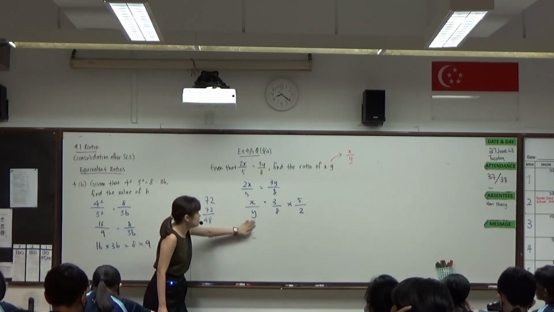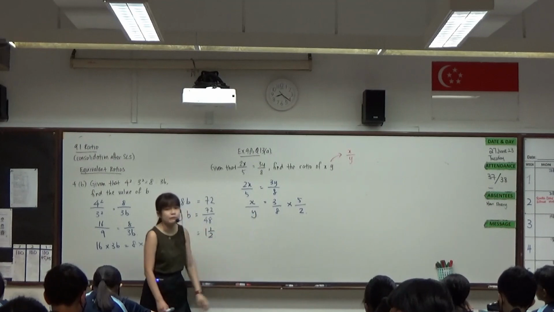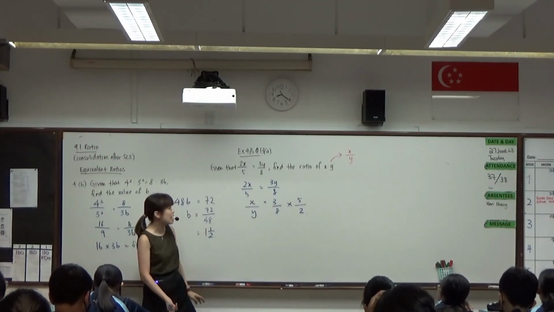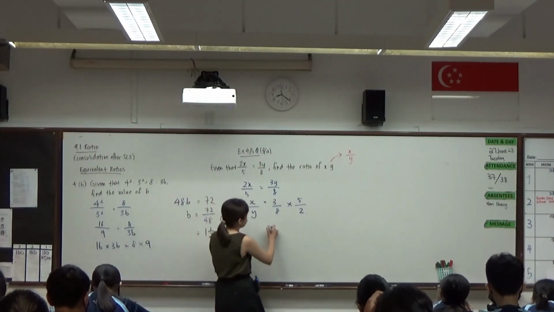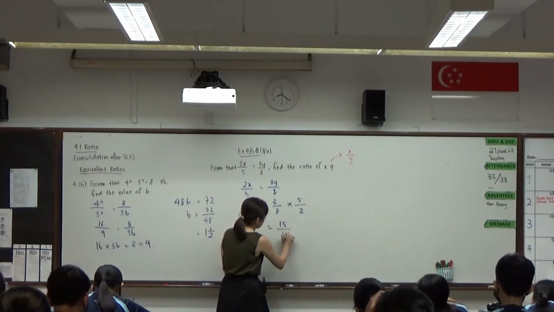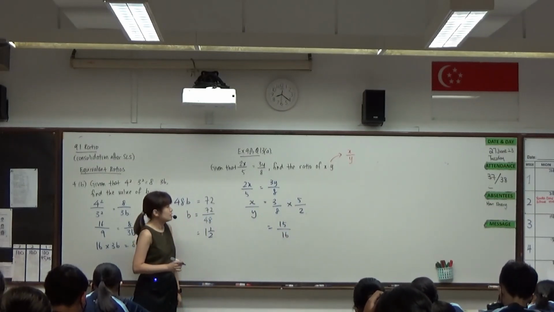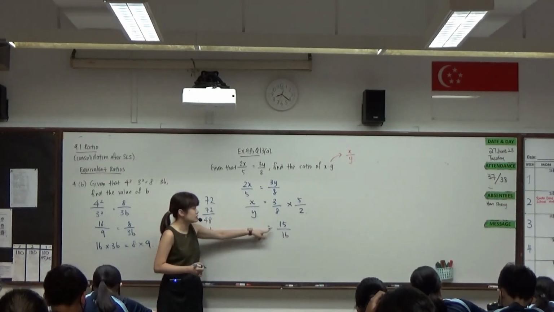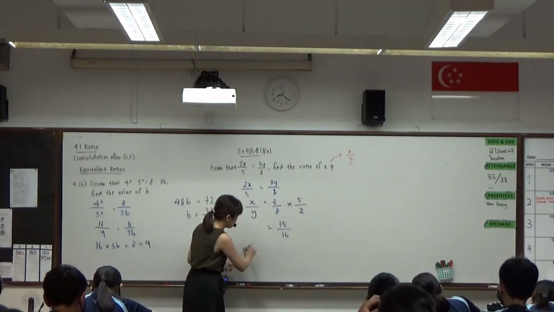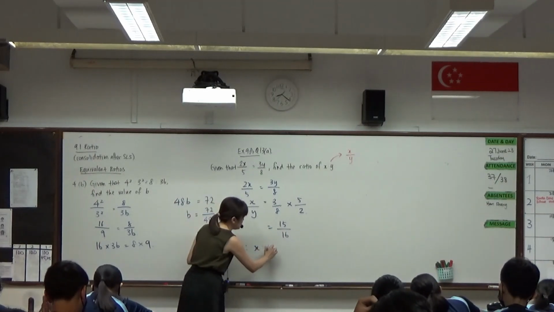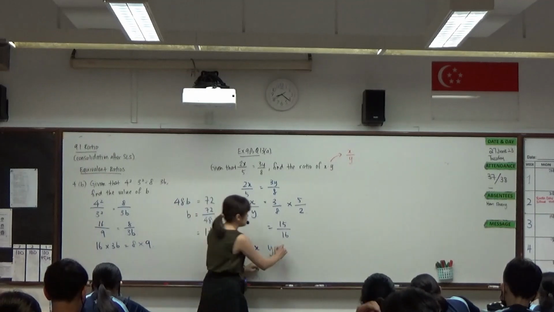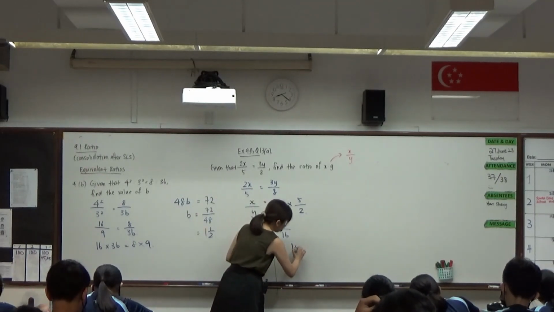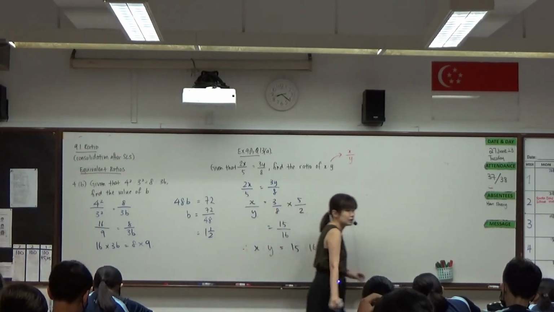Yeah? So, therefore, 3 over 8 times 5 over 2, we can press our calculator and we will get 15 over 16. So, x over y equals 15 over 16. Therefore, we must write our concluding statement in ratio form. Okay, x is to y equals 15 is to 16.